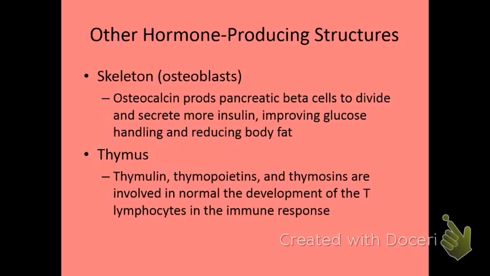In the skeletal system, the osteoblasts produce osteocalcin. They divide and secrete more insulin, improve glucose handling, and reduce body fat. And then we have the thymus, which produces thymulin, thymopoietins, and thymosins, which are involved in the normal development of T lymphocytes. These are the ones that make the T lymphocytes immunocompetent, and we'll talk about that again in AMP2.